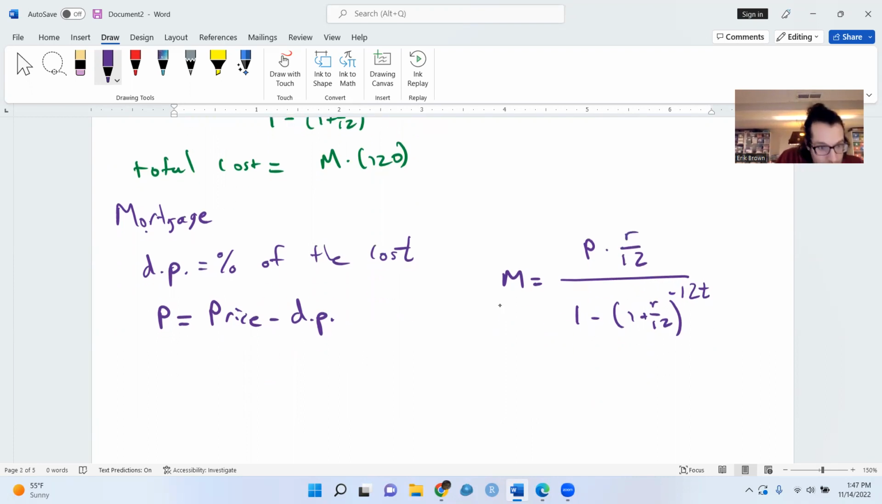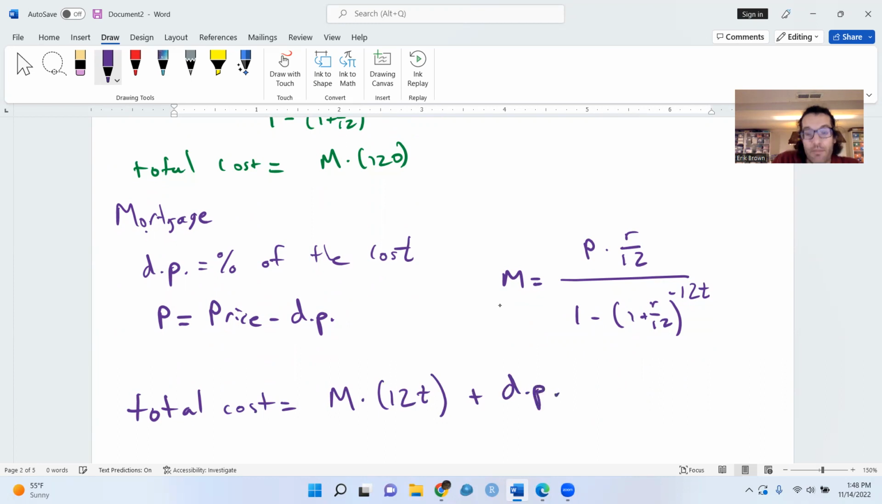And then, just like the car and the student loan, total cost, I guess I should have stuck with cost, that's going to be the monthly payments times the 12 times T. So the total number of payments you're going to make, plus whatever you made as a down payment. And that's the total cost of your home.